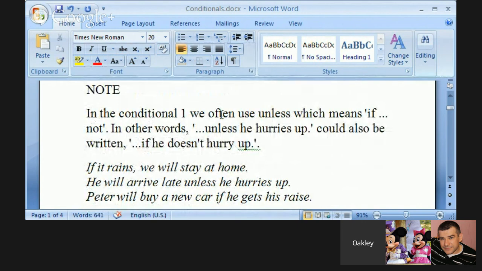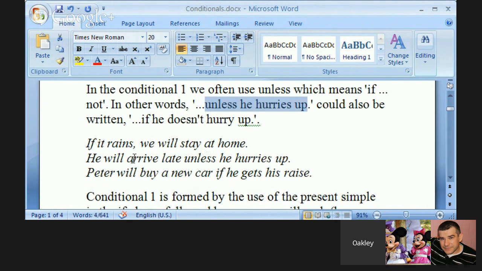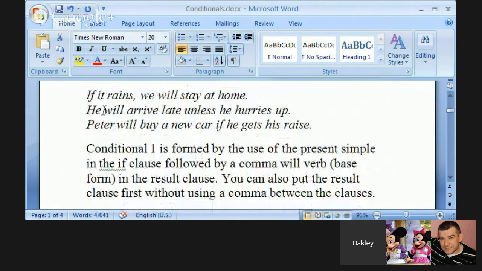Okay, in conditional one, we often use unless, which means if not. I just mentioned that unless is kind of the negative. Unless he hurries up, he won't get to the airport on time. For example, that's if he doesn't hurry up. I could say it with the same meaning with if he doesn't or unless. Okay, let's look at some basic examples, and then we're going to practice.